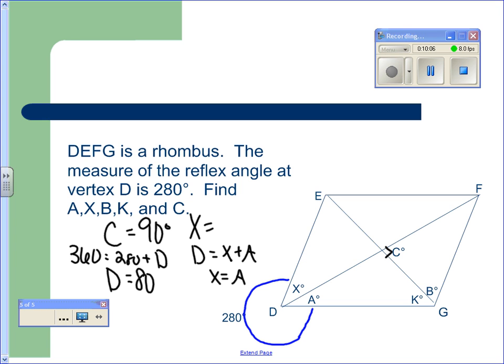X equals a, which equals 40 degrees. That's usually how they're going to write it on your answer sheet. If you want to write x equals 40 and a equals 40, that's fine. That's how I'm going to write it on my test. I don't really care. You can do it either way. Does that make sense? Y'all see where the 40 came from? Okay. How are we going to find k and b?